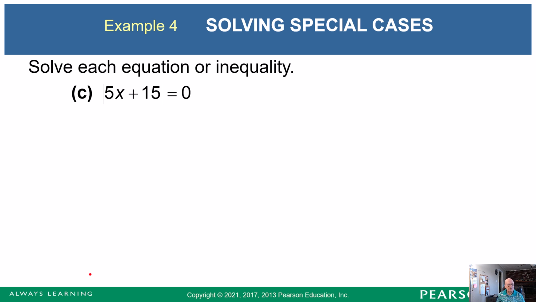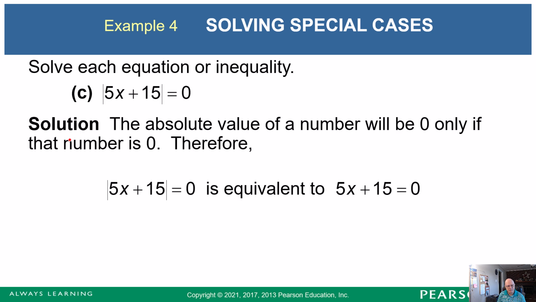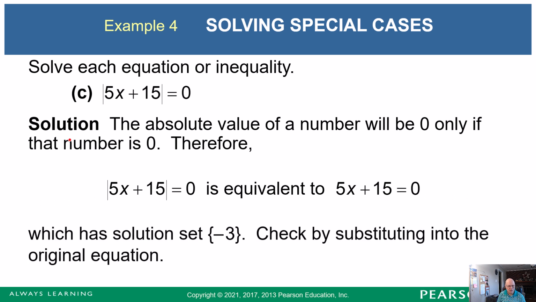So how about this one? 0 on the other side. What does that mean? Well, the only way it can be 0 is if 5x plus 15 is 0. Solve that equation. Bingo. You've got your solution set.